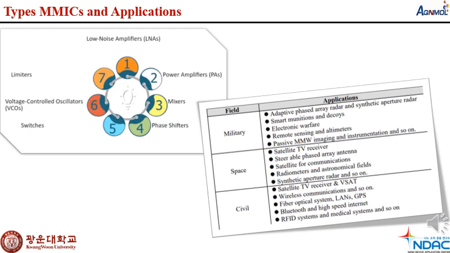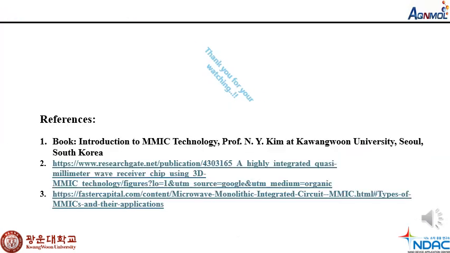In the military case, we can use MMIC technology for remote sensing and passive MMW imaging, instrumentation, electronic warfare, smart monitoring and decoys. In the space area, we can use it for satellite communication, radio emitters, astronomical fields, synthetic aperture radar, and so on. In the civil area, this technology is very important for satellite TV receivers, wireless communication, fiber optical systems, LAN, GPS, Bluetooth and high-speed internet, RFID systems, medical systems, and so on.